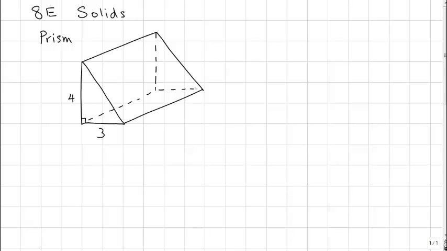So here we've got our three-dimensional solid, and the volume of a triangular prism is the same as the volume of any prism, which is the area of the base times the height. So let's give this prism a height of 10 units. So when we go to calculate the volume, we do need to be able to find the area of the base. And in this case, it's straightforward because it's a right triangle.